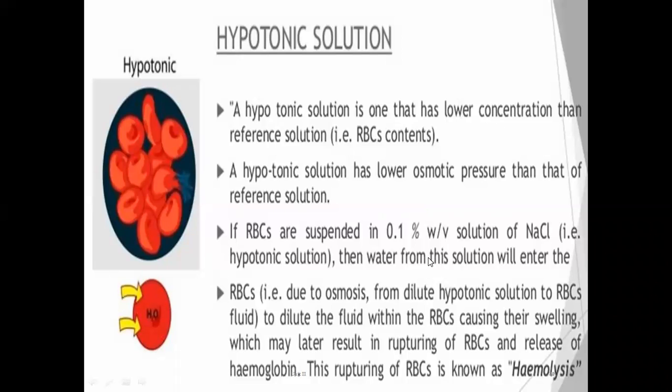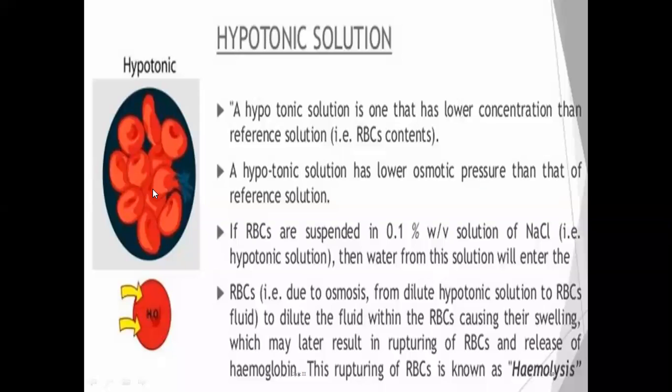0.1% is hypotonic. A hypotonic solution has a low concentration than the reference solution, so what happens? It has a lower osmotic pressure than the reference substance. So if we suspend RBCs in a 0.1% solution of sodium chloride, then water from this solution will enter into the RBCs, as the osmotic pressure in the RBC is less than the extracellular fluid.